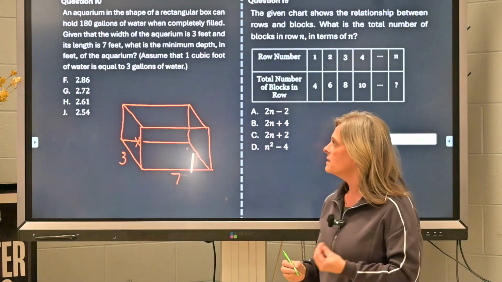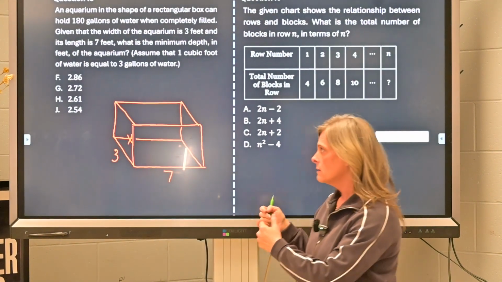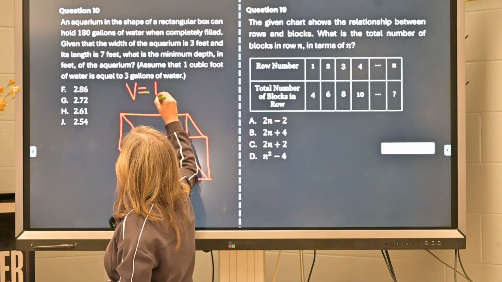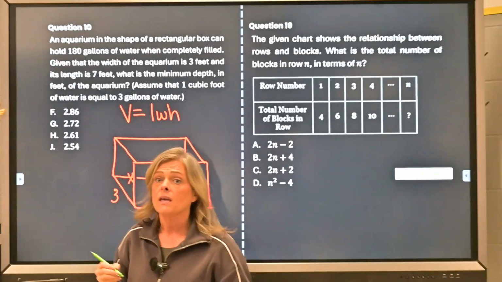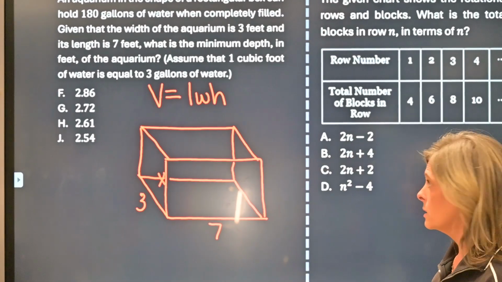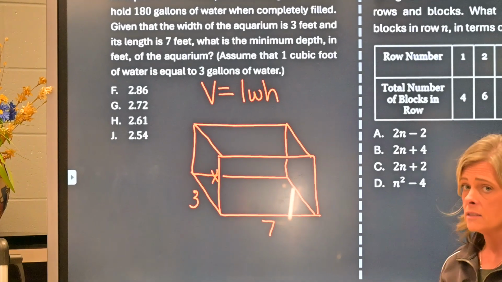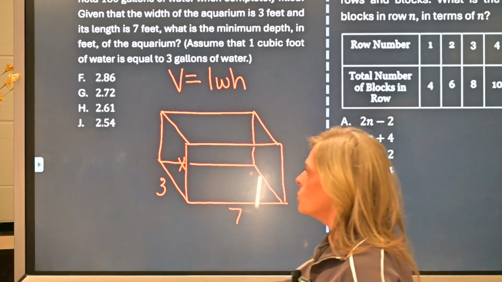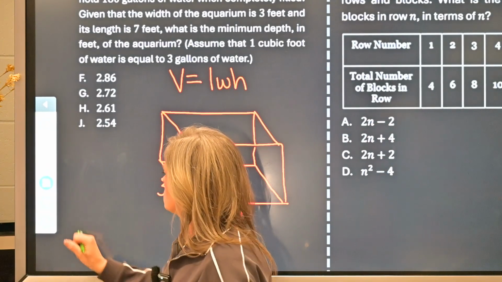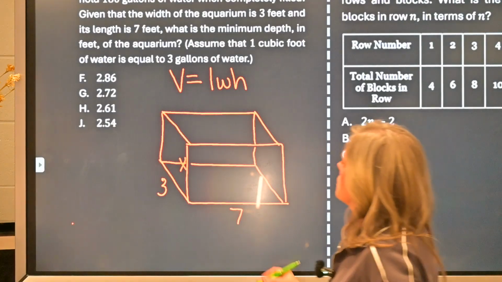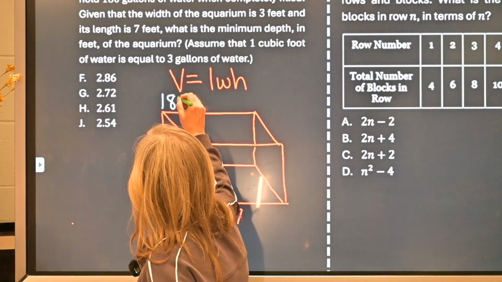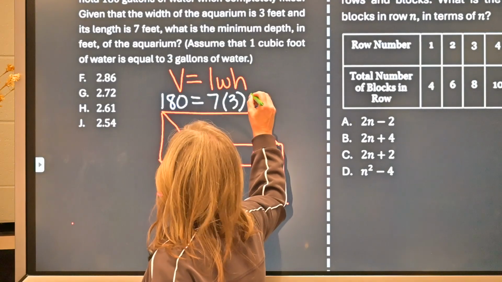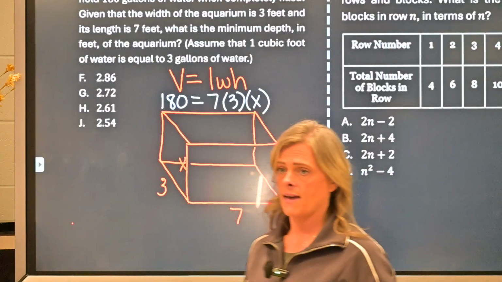Then it told me that this aquarium holds 180 gallons. So we're going to do volume equals length times width times height, and you need to know that formula. That's something that you need to memorize. Length times width times height is the volume. We've got 2 of the 3, and they told us the volume. So we're just going to input the information into the formula. Volume was 180. My length was 7, my width was 3, and I don't know my height, so we'll make that X.